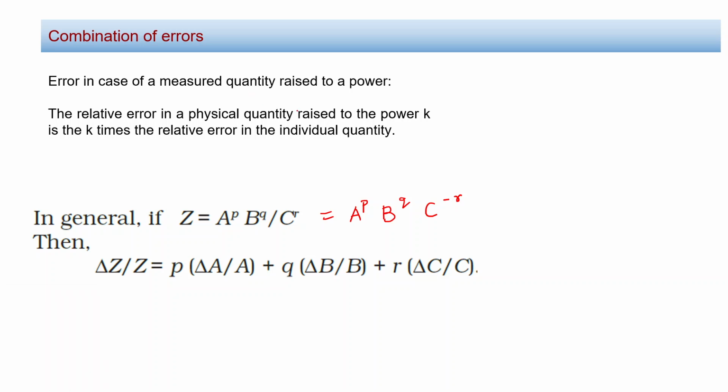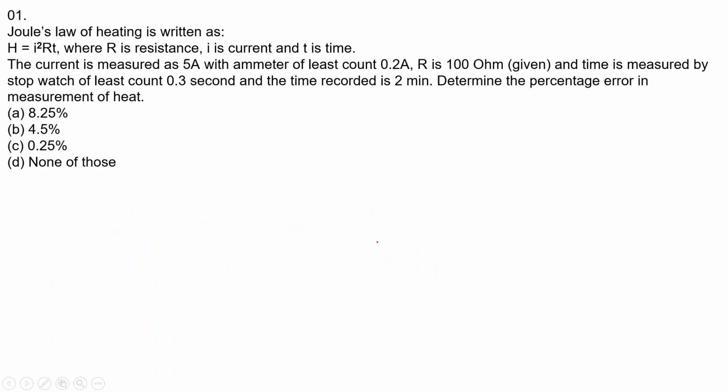Yeah, so the relative error in z will be p times the relative error in a plus, because the error always gets added, q times delta b by b plus r times the error in c. So you may think that it is a negative, but we know that errors again get added. It doesn't matter whether it is multiplication or division, the errors are always added. So let's do a question based on this to understand.